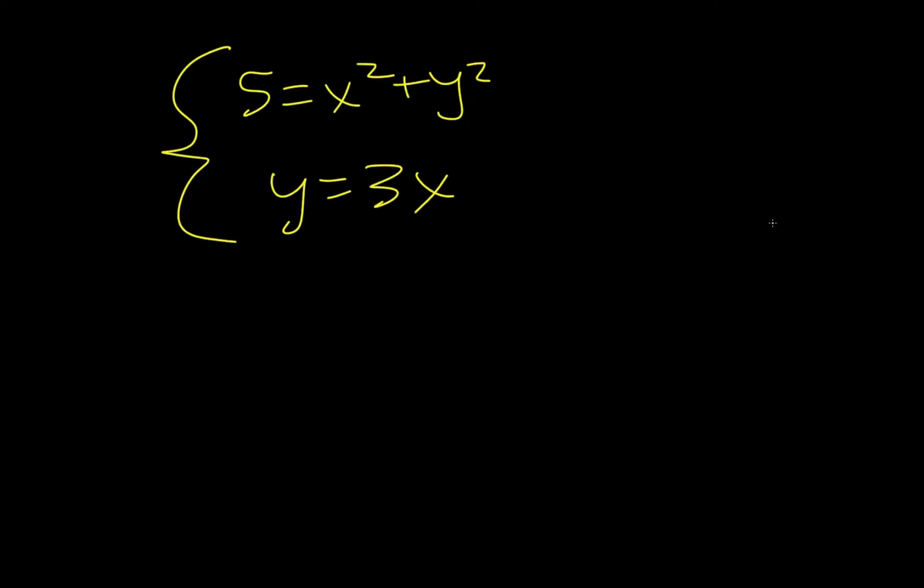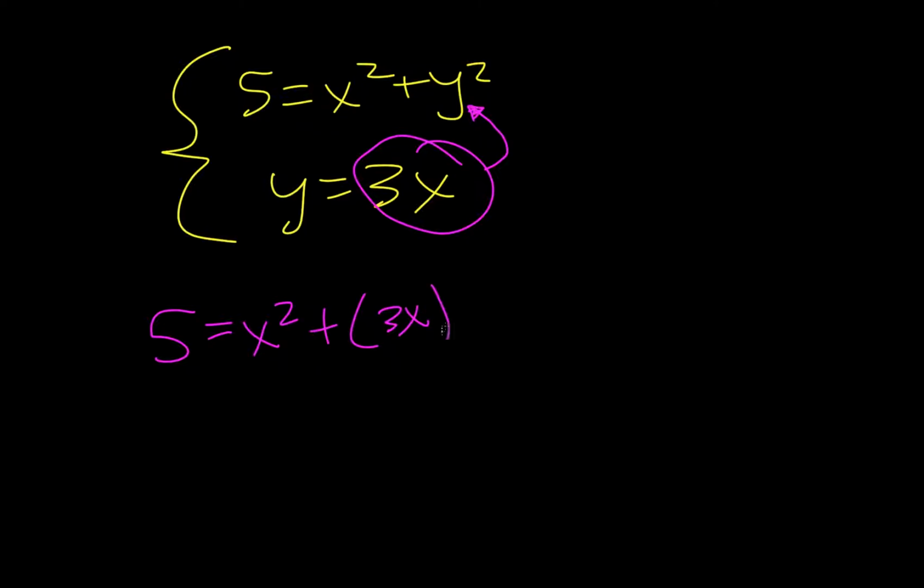Okay, so this one I would use substitution because the bottom is already solved for y. So I'm going to take 3x and plug it into this one for y, because y equals 3x, so I can replace y with 3x. So now I get 5 equals x squared plus (3x) squared. Alright, so I simplify this.